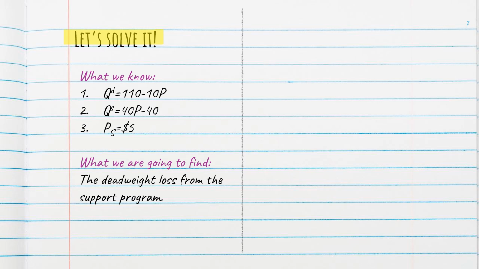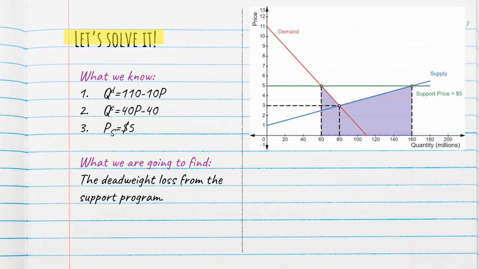Now we are ready to find the deadweight loss associated with this government purchase program. The easiest way to think about this deadweight loss is that it's this purple shaded region in my graph. I just want you to notice what I've graphed: a supply curve, a demand curve, as well as the support price. I've labeled the equilibrium, which the question provided, $3 and 80 million units. I've also labeled the math that we did in the previous slide where we found that 60 million gallons were demanded and 160 million gallons were supplied. So nothing that's labeled here is something that we didn't already know. I've just labeled the work we've already done.